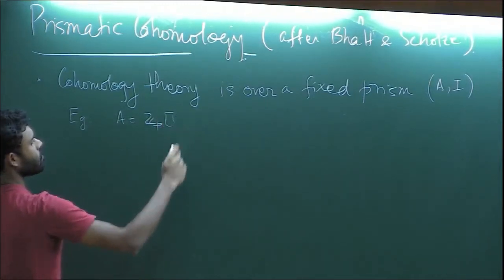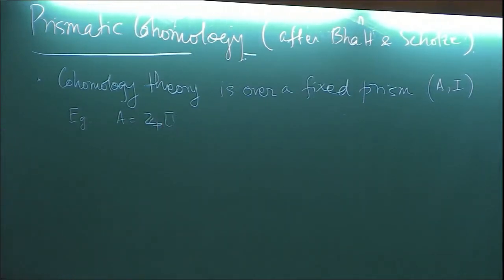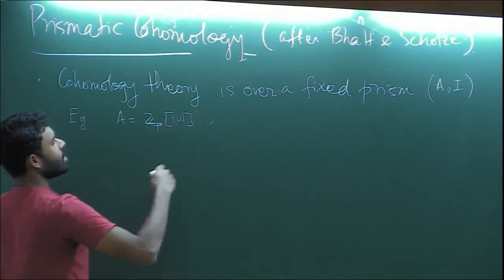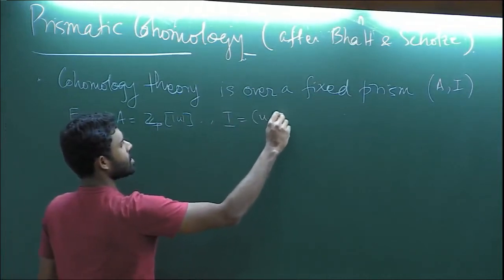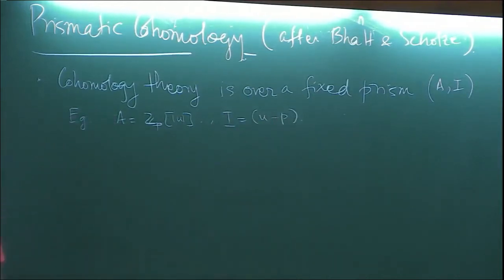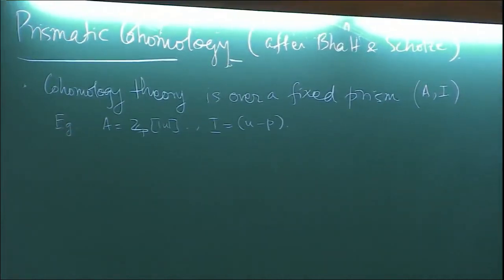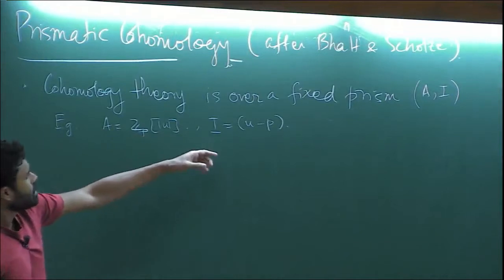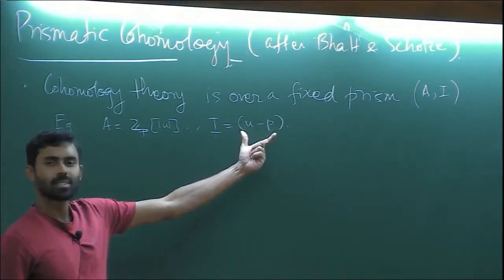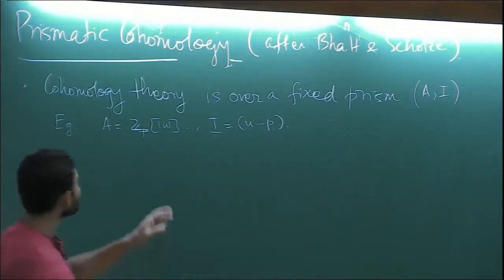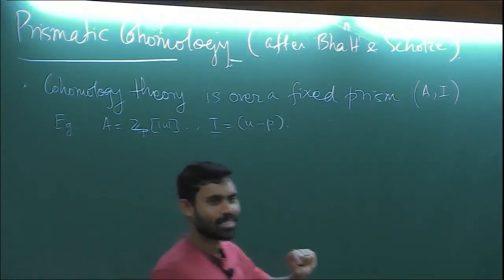And I is an ideal inside A, and that ideal would be just, let's take this one for now. So in here, this u minus p will be known as a distinguished element. A is Z_p double bracket u, so it's the completion of.